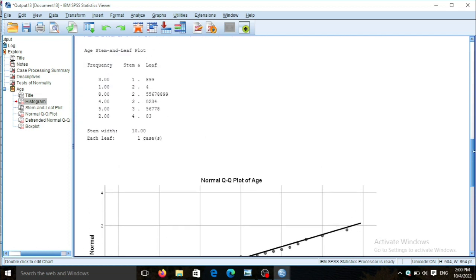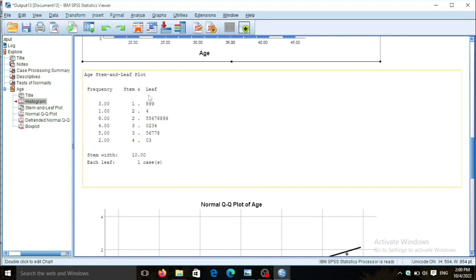And you have another plot here, the stem and leaf plot. And again, if your data is concentrated here in the center and the extremes are left alone, then you can conclude that you have a normal distribution. But you have 3 participants here and 2 participants here, and among 23 participants, 5 of them are in the extremes, and it is significant.